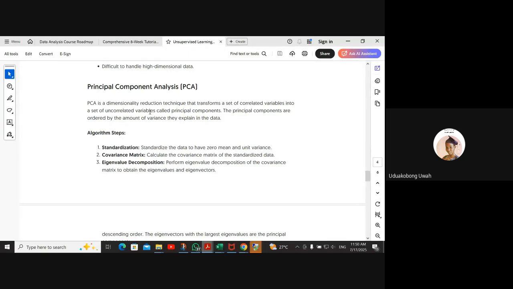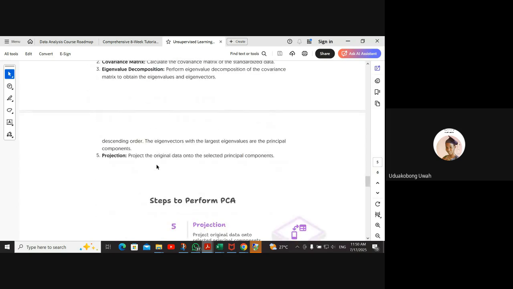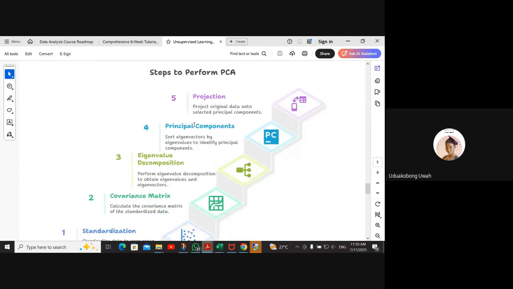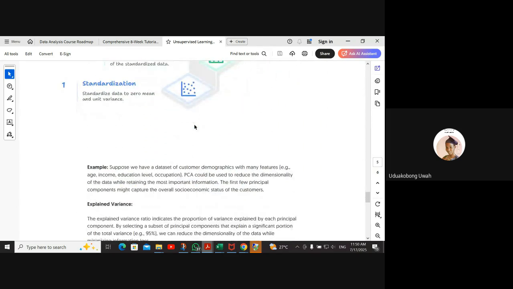So this might sound strange or difficult to get, but the analogy I gave should help this make sense to you. So the principal components are ordered. Those are the core things, ordered by the amount of variance they explain in the data set. Okay, so standardized variance, these are just some of its applications and the steps.